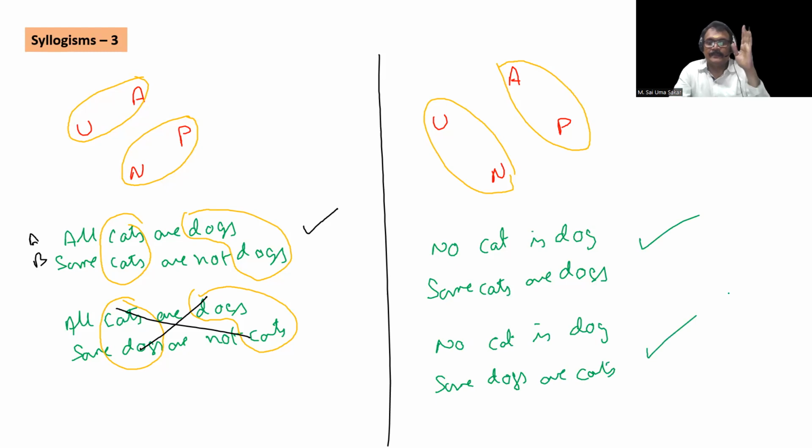See, in the universal negative and particular affirmative, if subject and predicates interchange, then also no issue, that is valid. But in the case of universal affirmative and particular negative, both subject and predicates must be same.